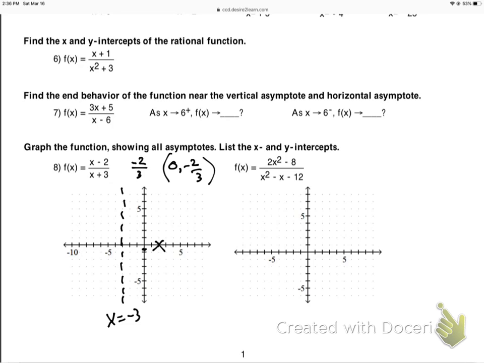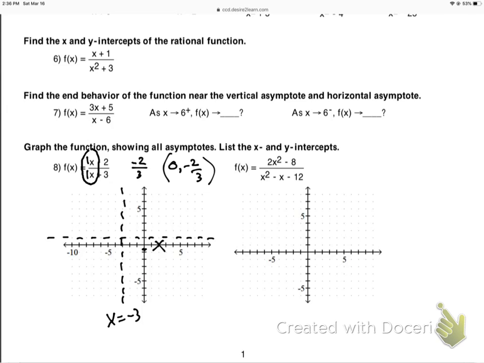Finally, what else do I need to do? Oh yes, the horizontal asymptote. If I look at this, remember this rule, the orders are the same. So the leading coefficient is 1 over 1, so it is y equals 1 for my horizontal asymptote. Right, that's all the information I have.